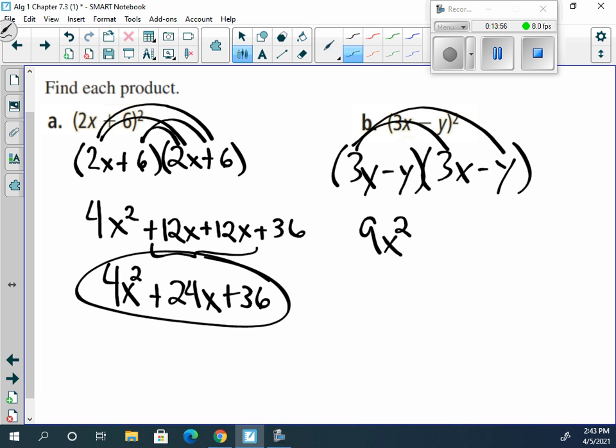Now when we do this next one here, 3 times, because it's negative 1, yes? And 3 times negative 1 is negative 3. And then we put xy.